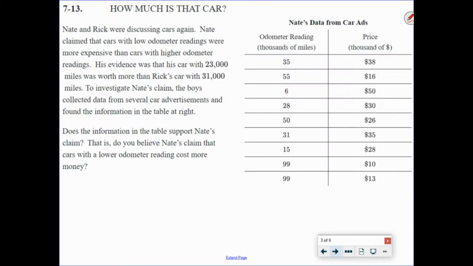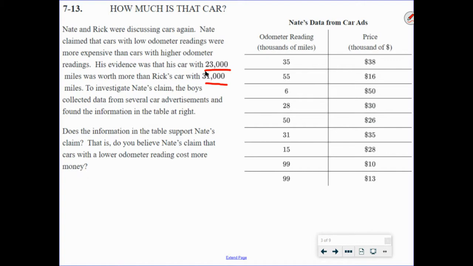Our first problem is problem 713. How much is that car? Now, as you're getting ready to buy cars, be aware that they are expensive. And depending on the type of car you get, it could be worth a lot of money. We talked about cars previously. Nate and Rick were discussing cars again. Nate claimed that cars with low odometer readings were more expensive than cars with higher odometer readings. And again, when they say lower and higher odometer readings, here's what he meant. His evidence was that his car with 23,000 miles was worth more than Rick's cars with 31,000 miles. To investigate Nate's claim, the boys collected data from several car advertisements and found the information in the table at right.